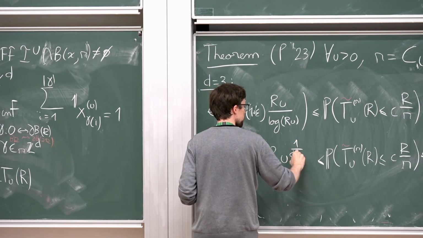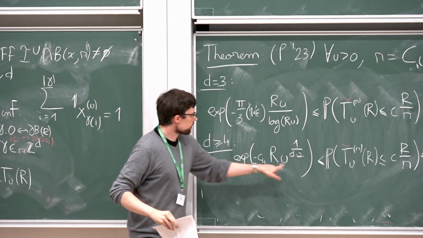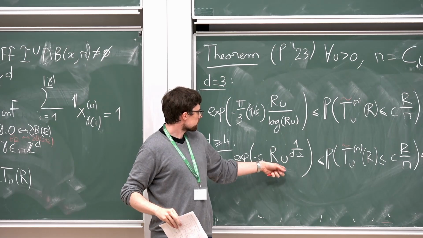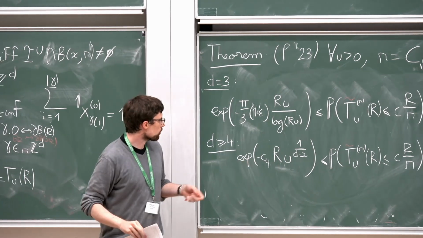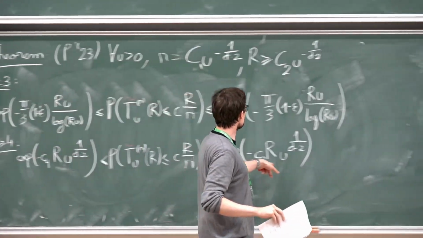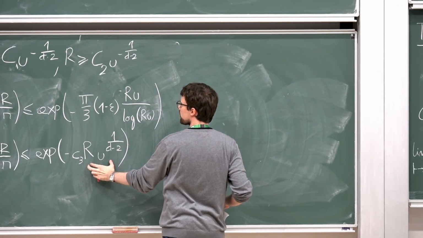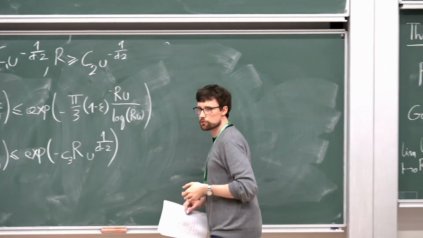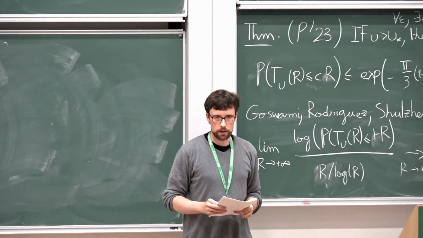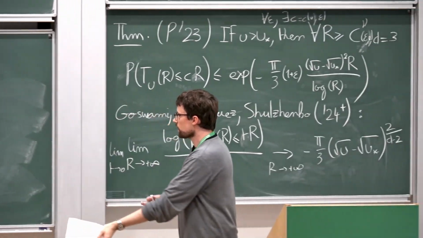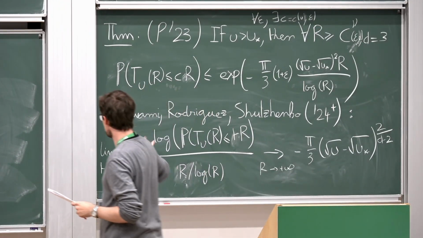So the result also in higher dimension gets improved. You don't know exactly what your constants are, but apart from that, you know the dependency on U in your exponential, and this also starts to be true whenever this in your exponential starts to play an important role, that is whenever RU to the 1 over d minus 2 starts to be big. Okay, so it's a much stronger result than the one on the right.